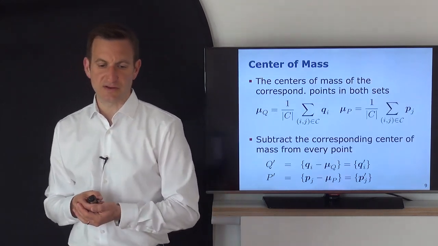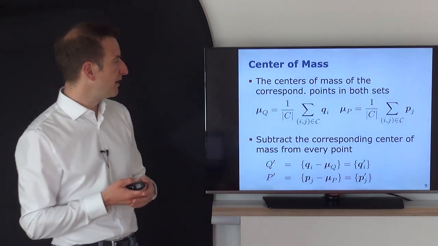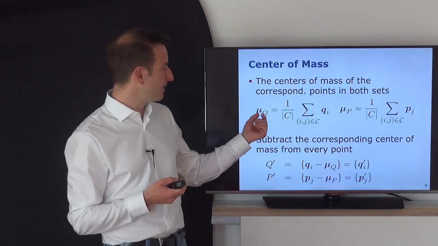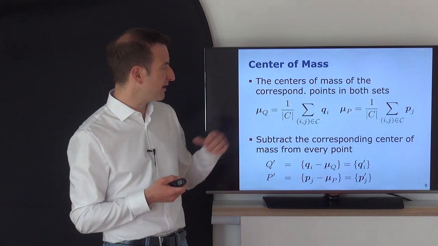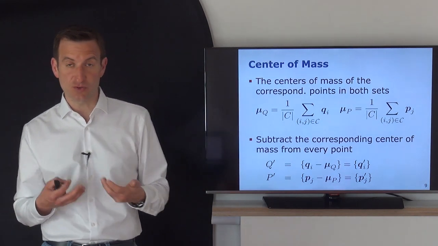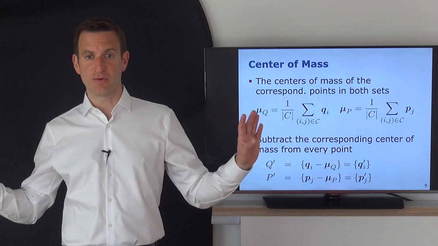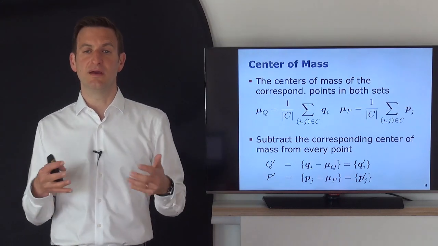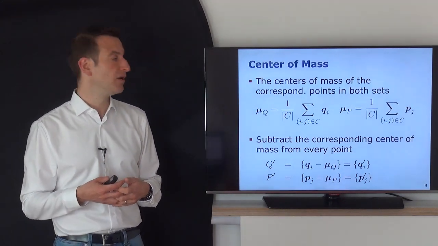So first, let's have a look at the center of mass. It can be done quite easily. We compute the center of mass by taking into account only those points for which correspondences exist. All the other points are ignored. We are just doing this for the points for which correspondences are available.